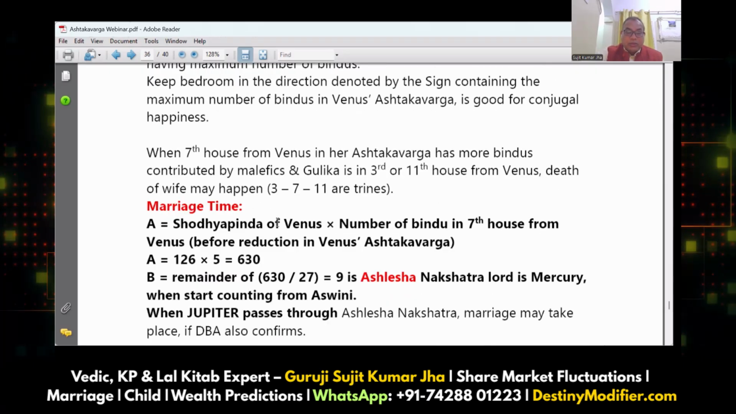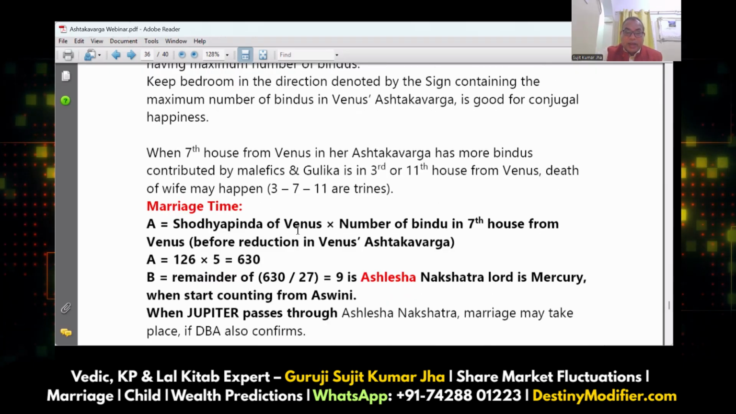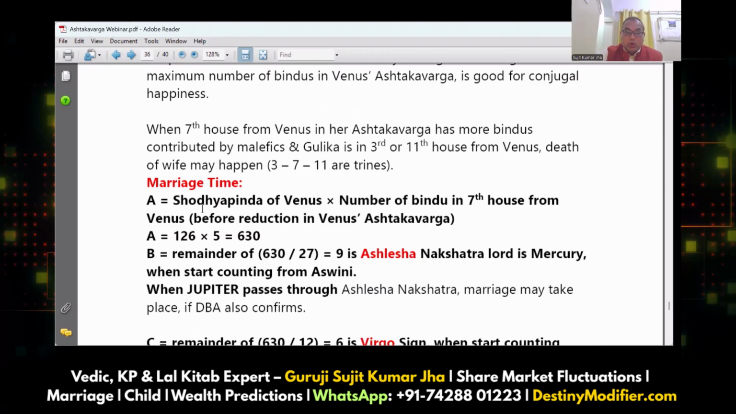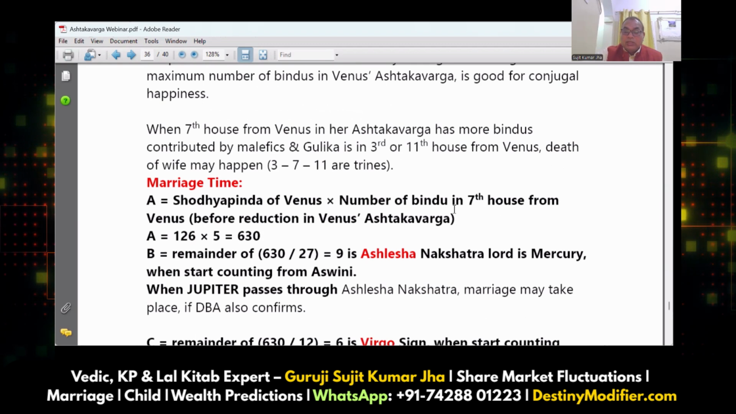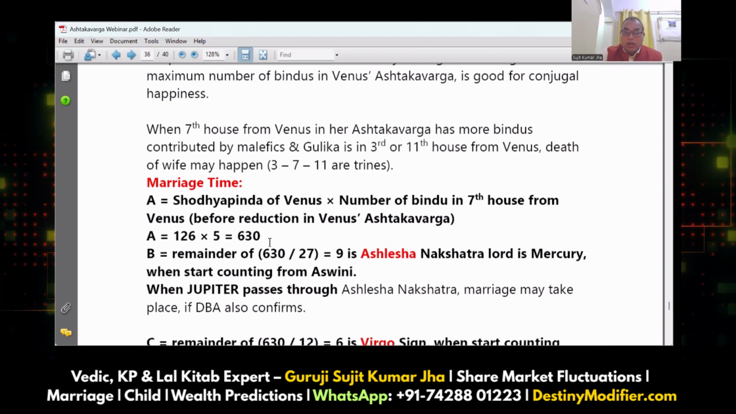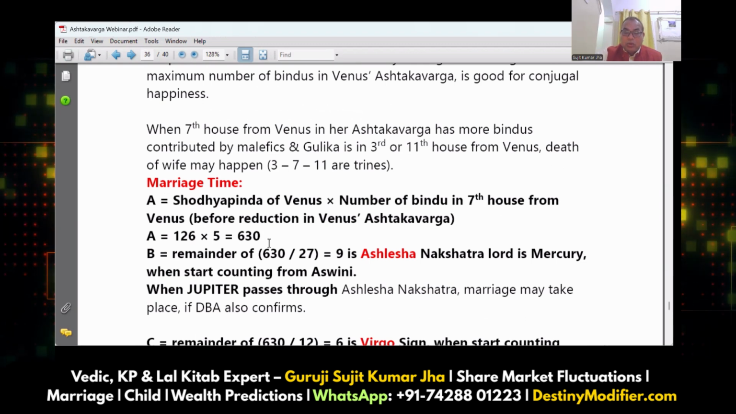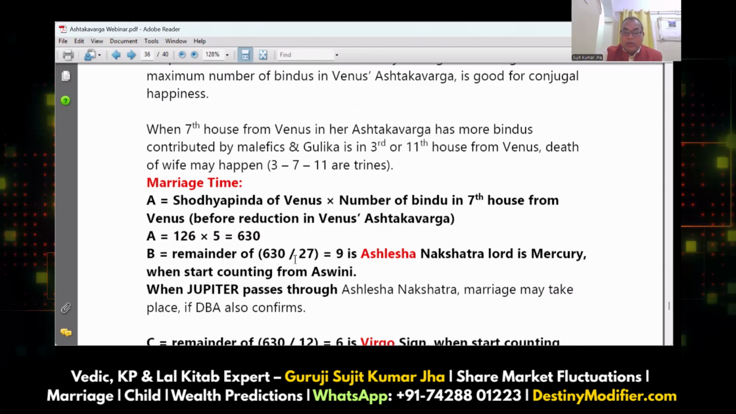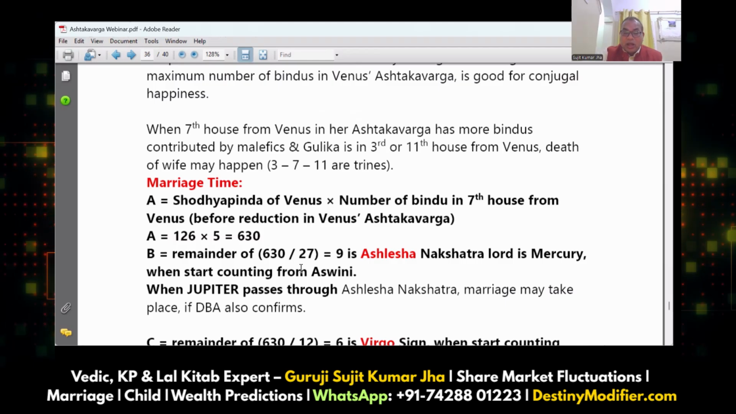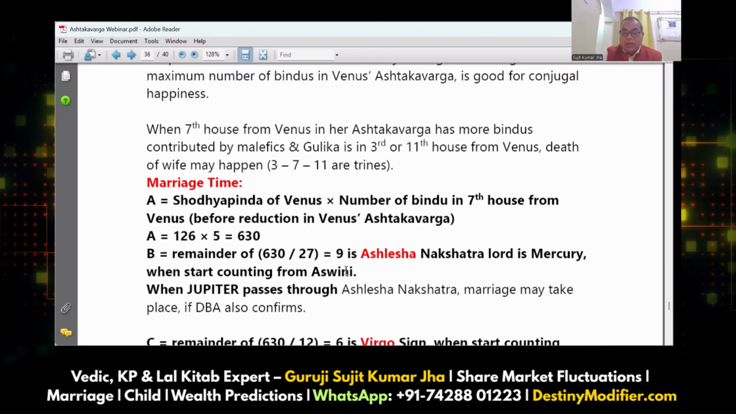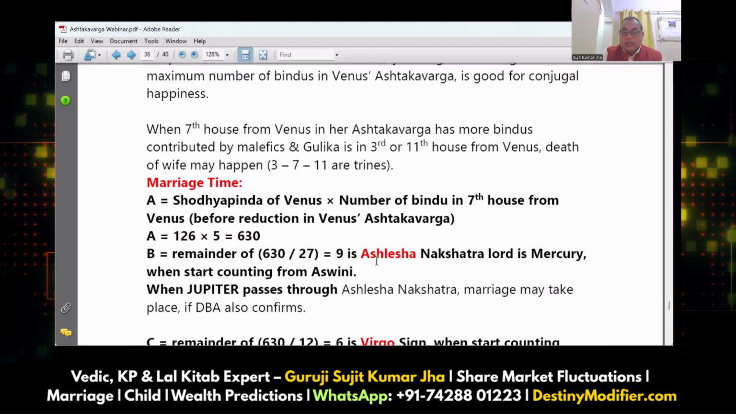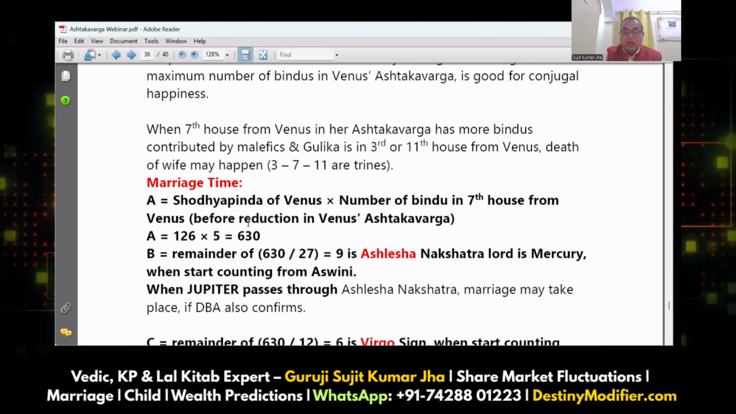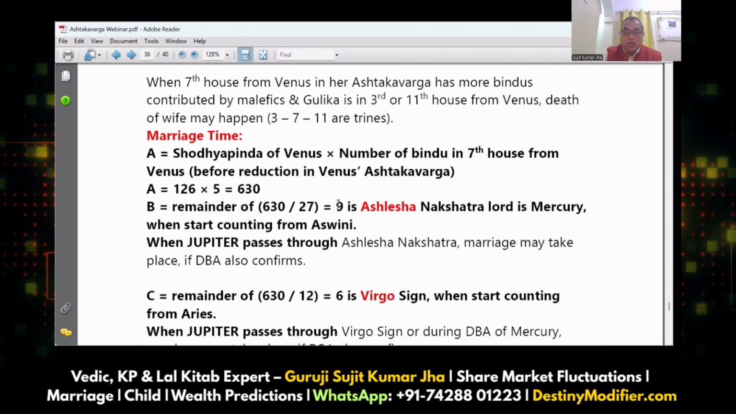By this we can find the marriage time. Sodh Pinda of Venus, multiplied by the number of bindu in the seventh house from Venus, after that divide by 27 nakshatras. What is the remainder? 9. This is Aslesha nakshatra. So when Jupiter transits Aslesha nakshatra, the native will get married.